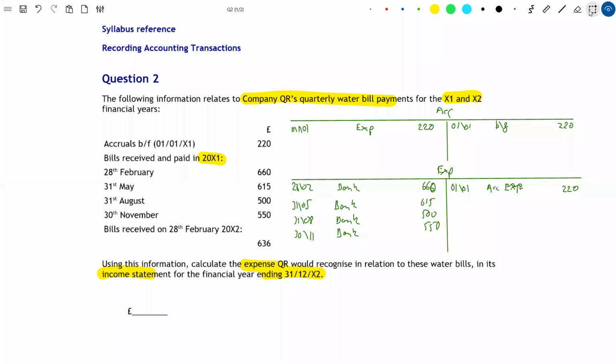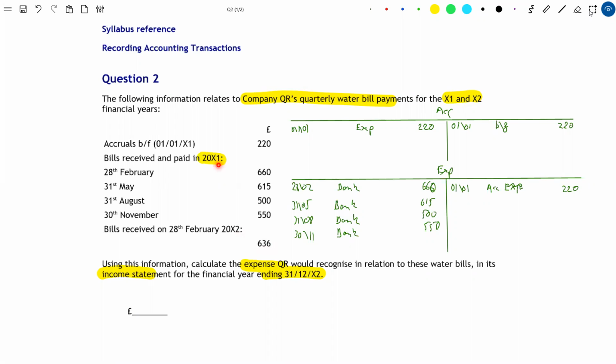Now, this is where things get slightly more complicated. We can see here that our next bill to account for is received on the 28th of February X2, okay? So £636 worth. Now, obviously, 1 month of this relates to our X1 financial year. So how do we go about accounting for this?